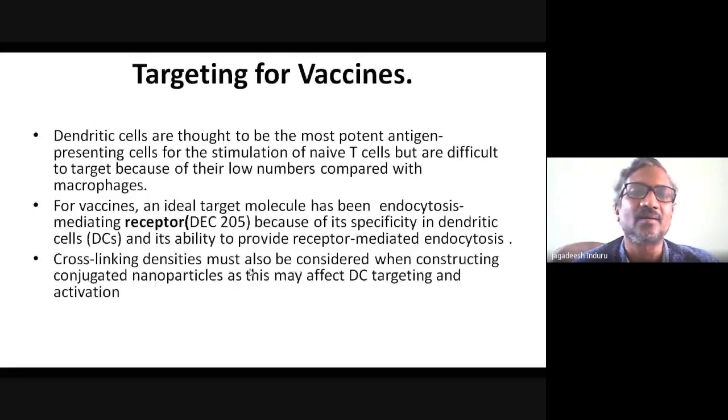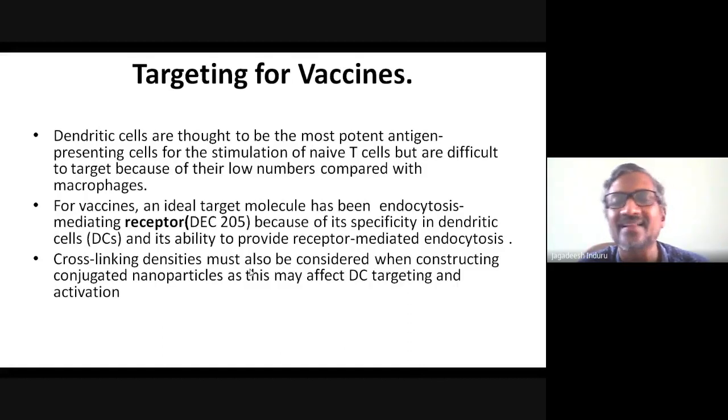So this has been proved and established, that we can use it as a good nanoparticle nanotechnology system to deliver this vaccine. The dendritic cells are thought to be the most potent antigen presenting cells for the stimulation of naive T cells, but are difficult to target because of their low number compared with the macrophages. So for the vaccines, an ideal target molecule is the endocytic receptor DEC205. It is also called CD205 because of its specificity in the dendritic cells and its ability to mediate endocytosis of the particular vaccine.